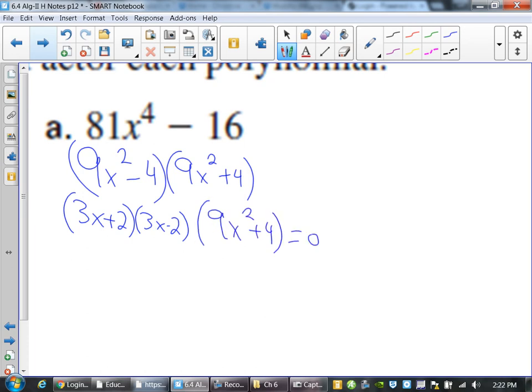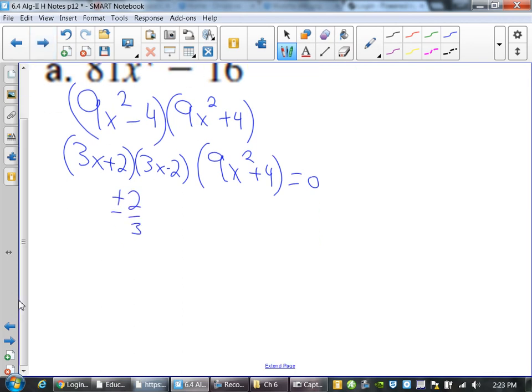What if I do this? What are going to be your zeros? Guys, stop talking. Pay attention. Plus or minus 2/3. Plus or minus the square root. Okay. Well, if you set this equal to 0, you get negative 4 over 9. Square root it. What's the square root of negative 4 over 9? Oh, 2i over 3. Plus or minus 2i over 3.